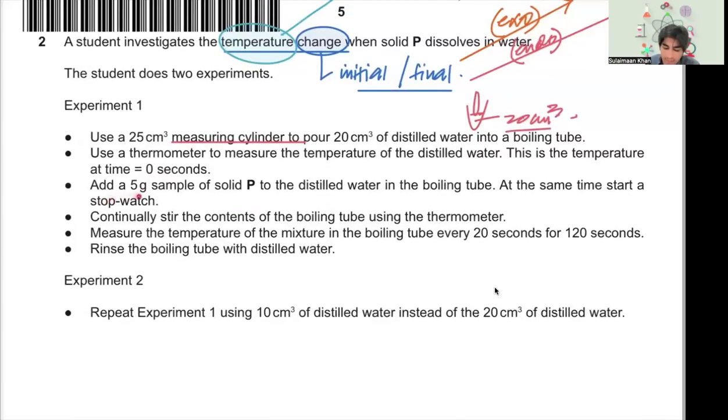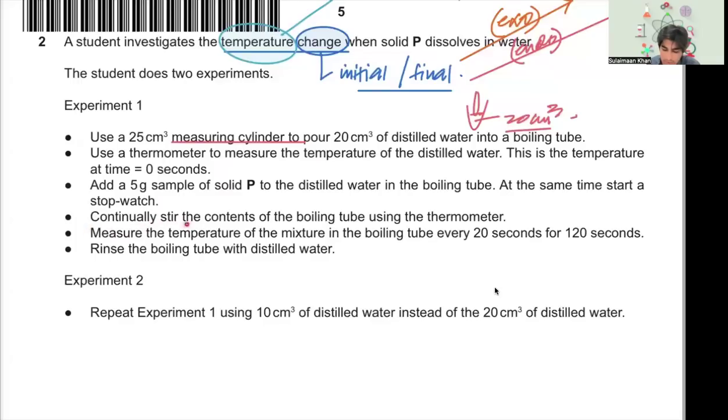He then adds 5 grams of a sample of solid P to the distilled water in the boiling tube. This is what he's doing: he wants to find out the temperature change when solid P dissolves in water. At the same time, he starts the stopwatch. So solid P will start to dissolve, and the temperature will either rise or fall. Let's see whether it's rising, so endothermic, or falling, so exothermic.